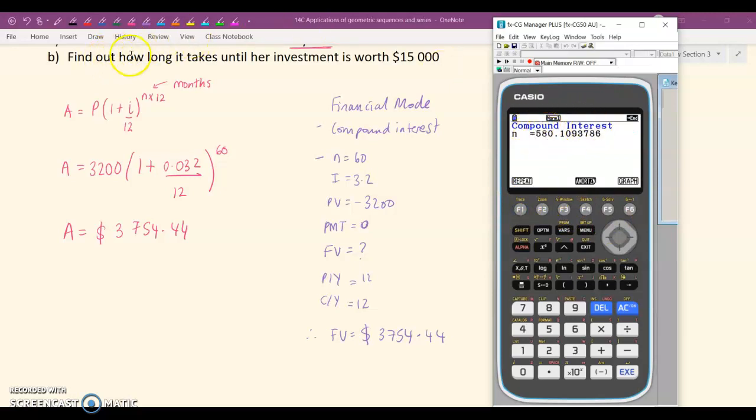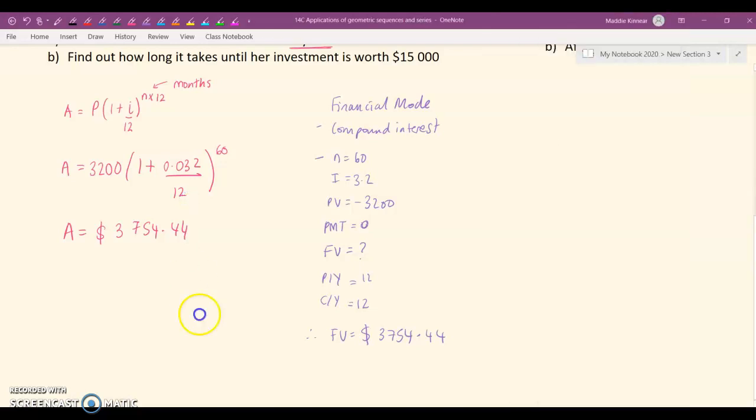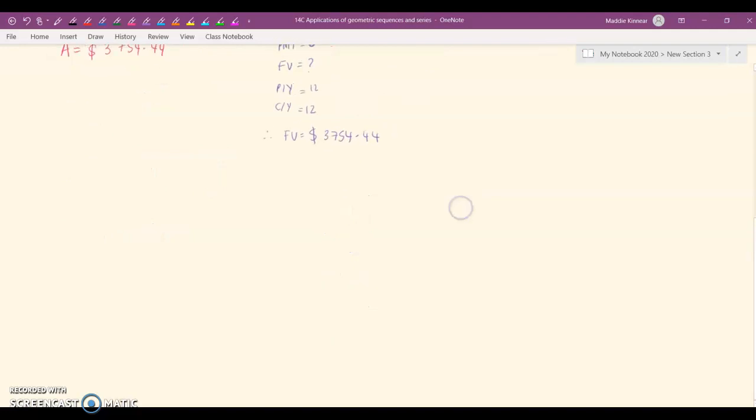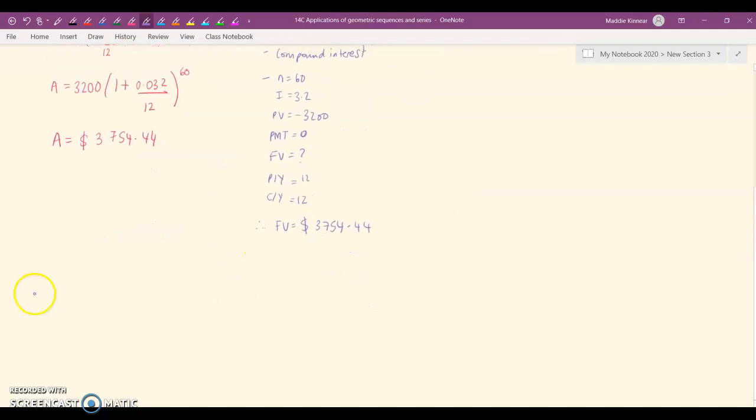So in order for this to grow to $15,000, you would have to invest for 581, because at 580 it wouldn't have made 15,000 yet. So you'd have to invest for 581 periods. And in this case, our period is months. So the answer is going to be... sorry, I think it was 81, wasn't it? 581 months.